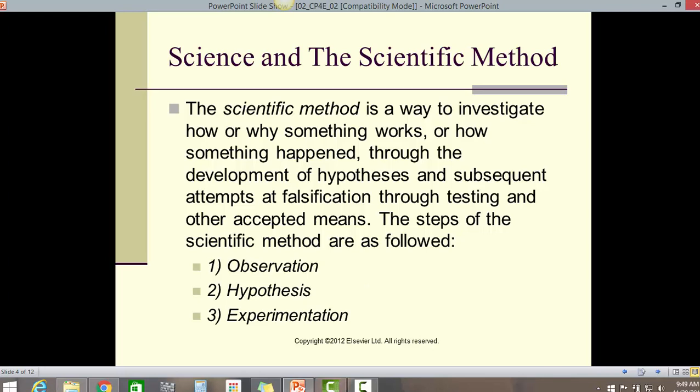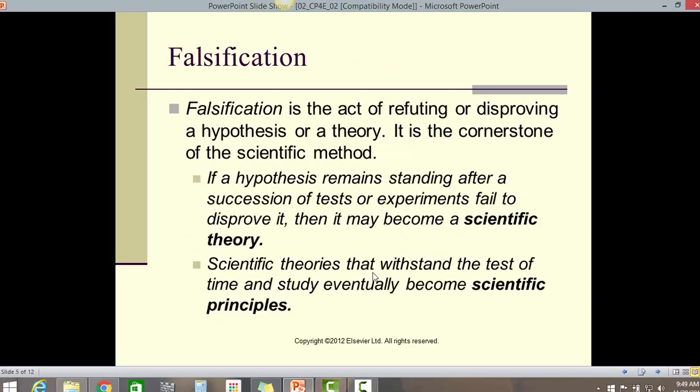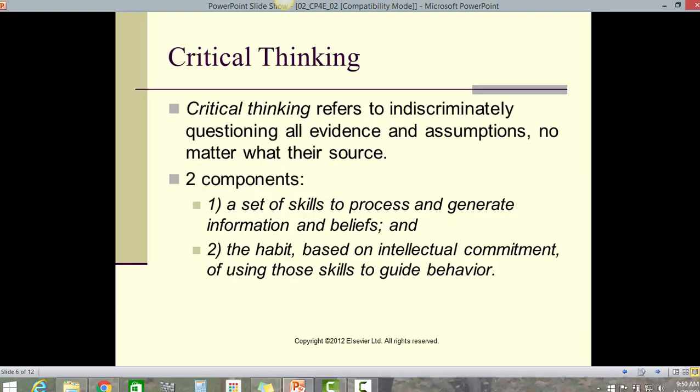1. Observation. 2. Hypothesis. 3. Experimentation. Falsification. Falsification is the act of refuting or disproving a hypothesis or a theory. It is the cornerstone of the scientific method. If a hypothesis remains standing after a succession of tests or experiments fail to disprove it, then it may become a scientific theory. Scientific theories that withstand the test of time and study eventually become scientific principles.